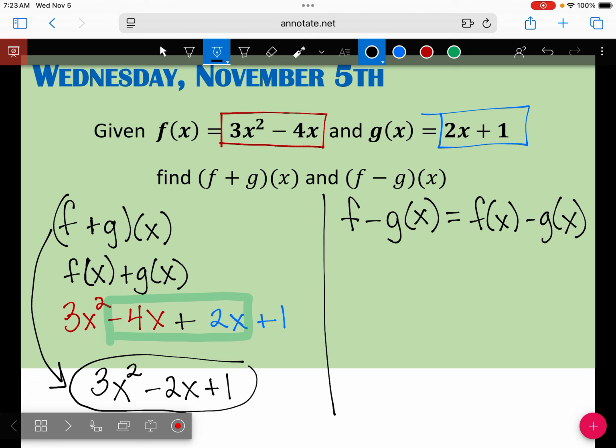Okay. All right, so we're going to take f of x minus g of x. So we're going to take the f function, which is 3x squared minus 4x. We're going to subtract this time. Then we're going to put our g function in parentheses. Now, this is only for subtraction that we have to do our sign change.